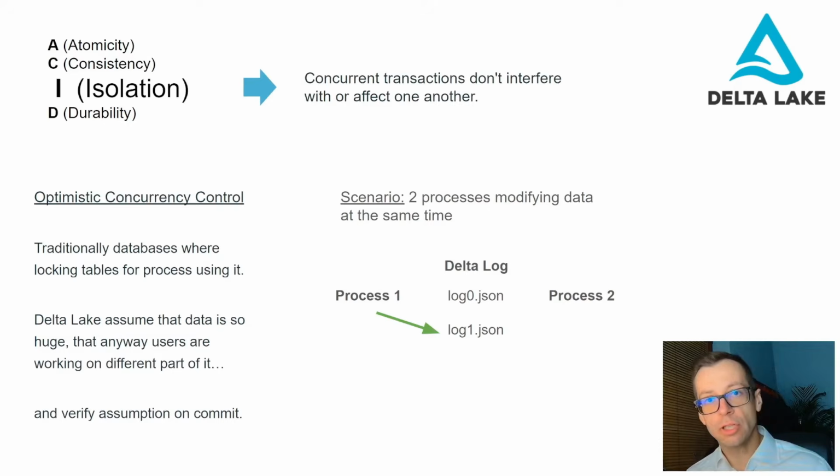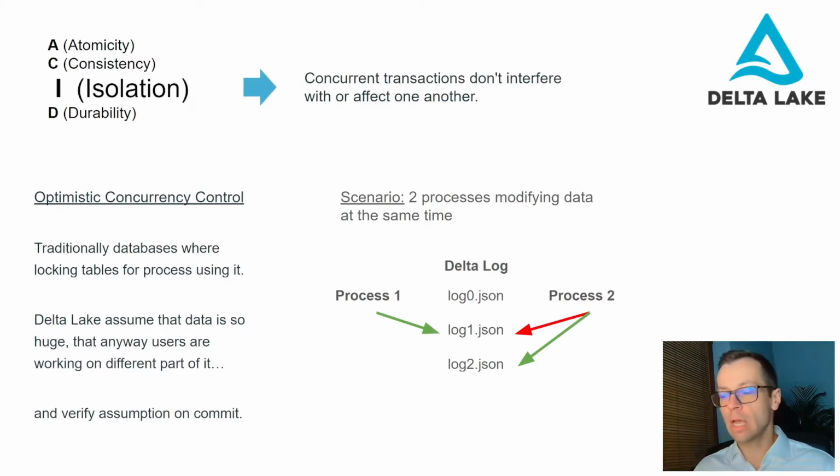Then process 2 is finishing its job. It is also trying to write log1.json, but it's already taken. So what does it do? It doesn't throw an error to the user straight away. It checks if that commit number 1 has modified data on which process 2 was working. If not, everything is good. It just creates an additional commit number 2. It may happen that there is a collision. It may happen that, for instance, process number 2 is trying to delete data which has already been deleted by process number 1. Then we are going to get an error. Otherwise, everything happens silently in the background.